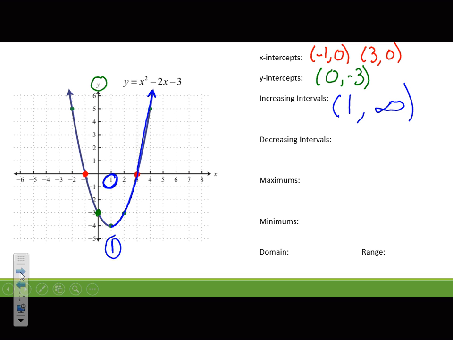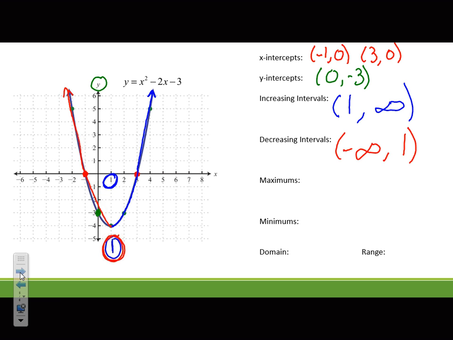Now when we talk about decreasing, we're starting up high and we're working our way down to that bottom point. So we're decreasing, but we don't know where we can start because it goes on forever. So we're going from negative infinity all the way to our x value again. X value, that's really important when we're talking about increasing and decreasing, the x values. So we go all the way down to 1.